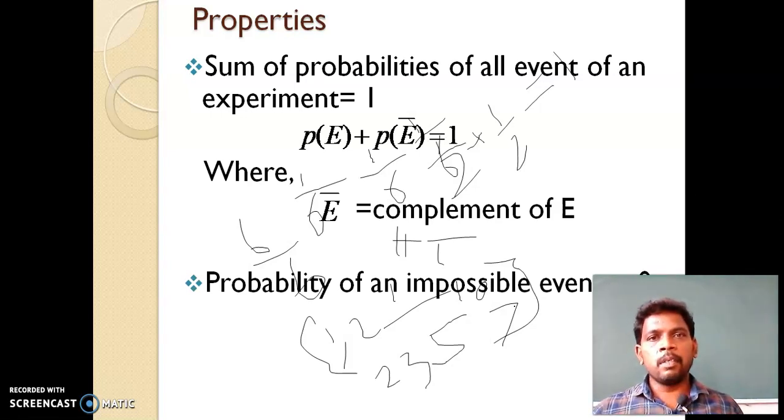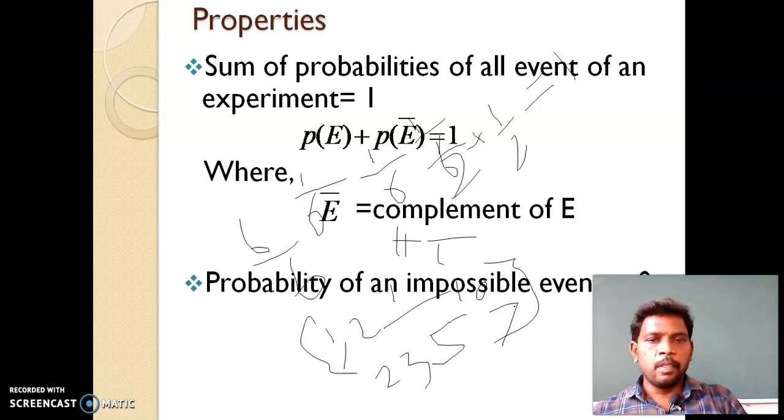Suppose you are rolling a die. So what are the possible numbers? 1 to 6. Suppose the question is, what is the probability of getting the number 7 when you are rolling a die? Is it possible to get 7 when you are rolling a die? Not possible. So the answer is 0. That is called an impossible event, because it is not possible to occur. So the probability of that kind of event is nothing but 0.